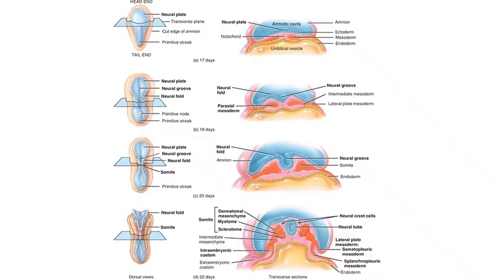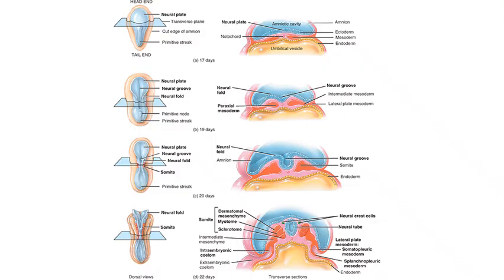The paraxial mesoderm soon segments into a series of paired cube-shaped structures called somites. And by the end of the 5th week, about 42 to 44 pairs of somites are present. The number of them which develop over a given period is correlated to the age of the embryo, so it's a way to track it.